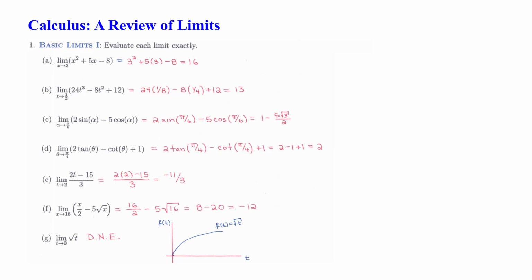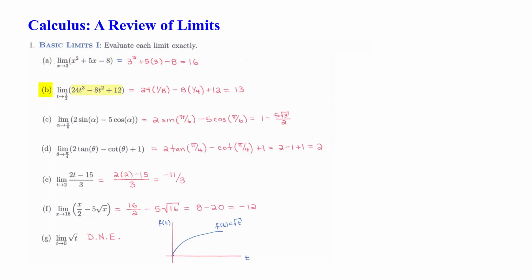So for A and B, these are polynomials. We know we evaluate a polynomial just by functional evaluation. Another way to say that using the language of limits is that polynomials are continuous everywhere. So for number A, we just plug in 3 to the polynomial x squared plus 5x minus 8. And I have that result there. The answer to the limit is 16.